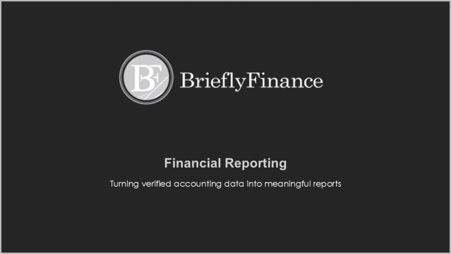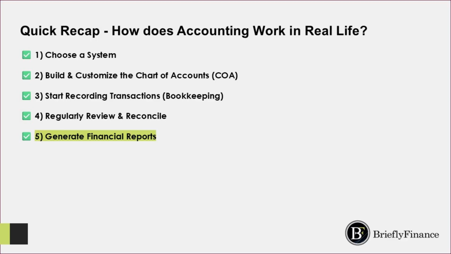Now we've reached the final step of the EYES short accounting series, which is financial reporting. This is where all the work we've done so far comes together and turns into useful information. Reporting comes only after everything else is done. We first choose the accounting system, set up accounts, record all transactions, and then review and reconcile the numbers. Only once we are confident the data is correct do we move to reporting.